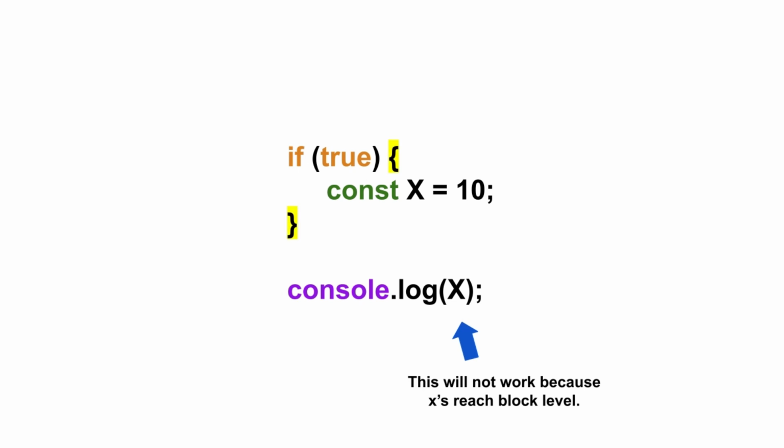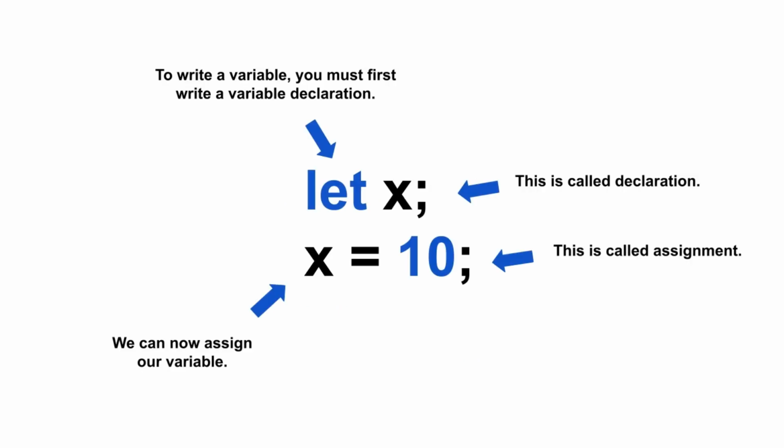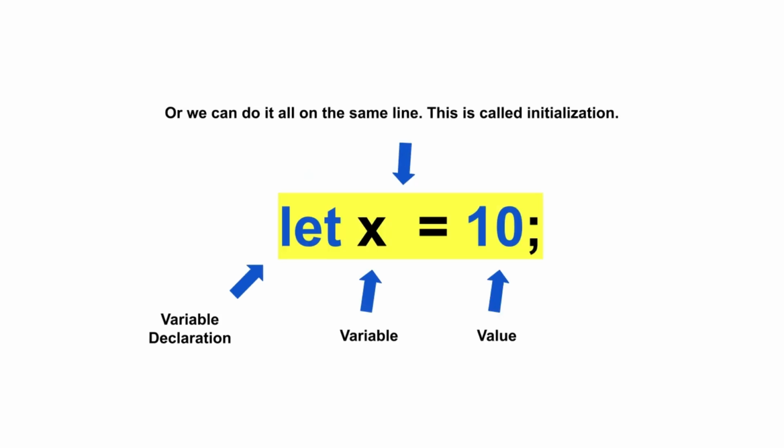With all of that in mind, we can finally learn how to create a variable in JavaScript. To create a variable, we need to first write the variable declaration and then our variable on a single line. This process is called declaration. On a different line, we can finally assign our variable to a value. This process is called assignment. Or we can do both steps on the same line. First, write the variable declaration, then the variable, and finally your value after an equal sign. And done. That's how you make a variable in JavaScript.